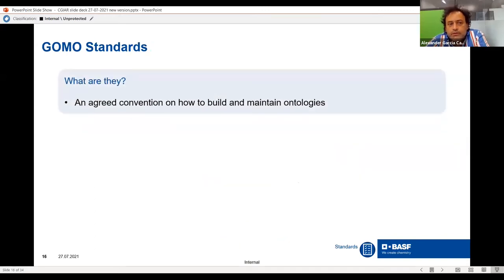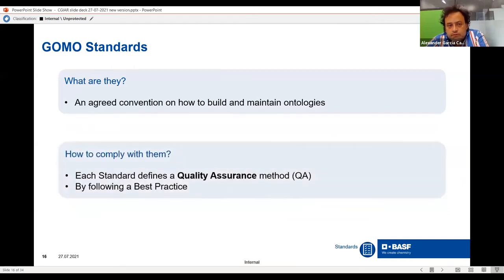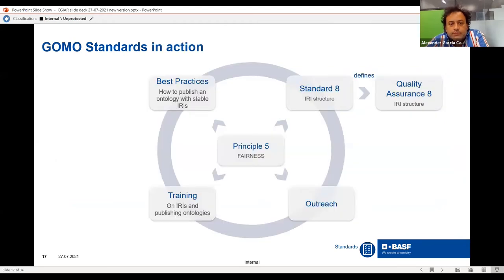What is a standard? The standard is basically an agreed-on convention on how to build and maintain ontologies. And the standards make it possible for you to apply quality assurance methods. How in compliance are you with X, Y, or Z standard? And also they inform the best practices. They help us in standardizing the actual how-tos, workflows for building, maintaining, or deploying ontologies, or onboarding ontologies if that is the case. Let's consider the standards in action.